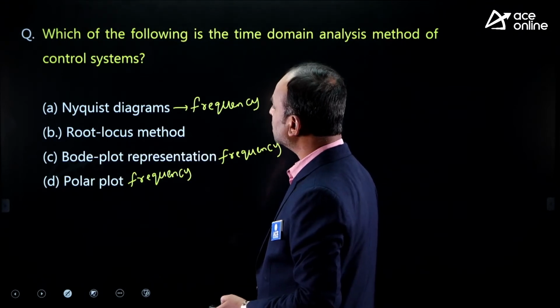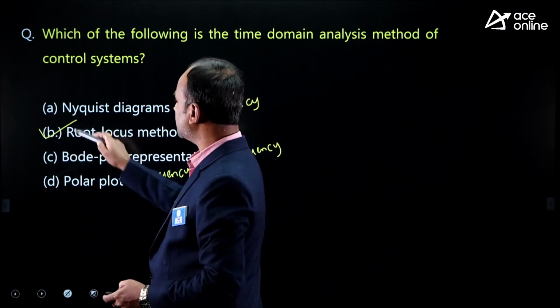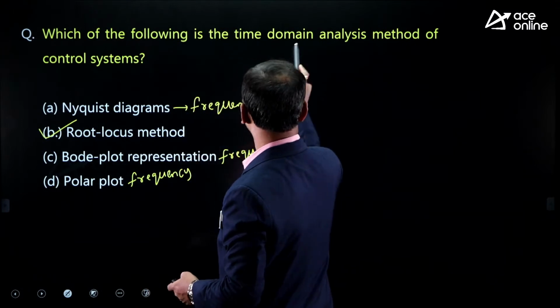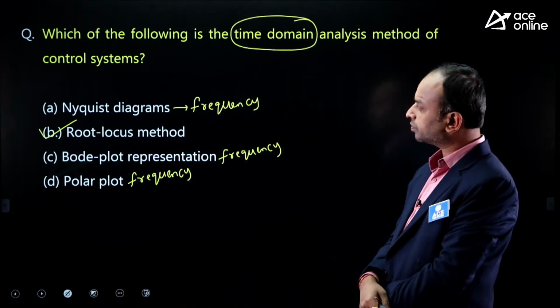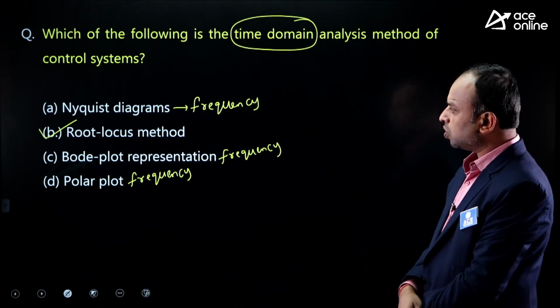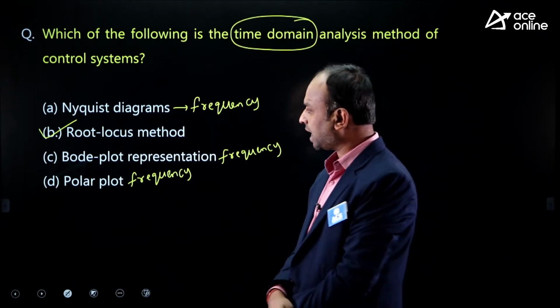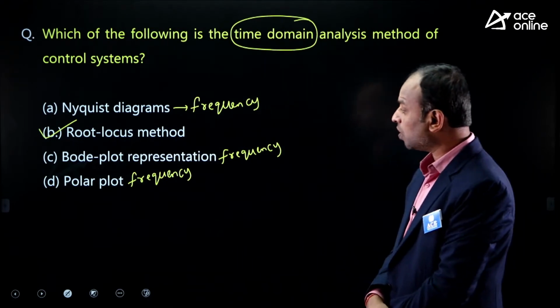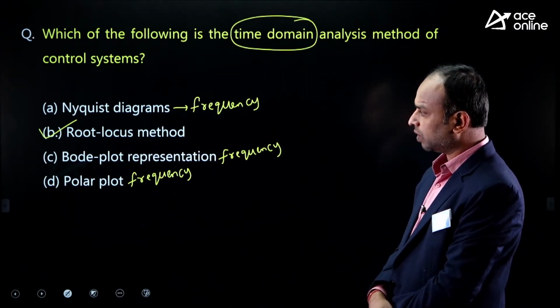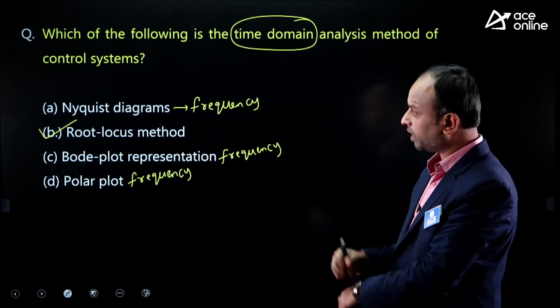So obviously root locus and the Routh-Hurwitz method are the time domain methods. The examiner is asking for time domain methods. So the correct option is B. Root locus is a time domain method. The remaining are frequency domain methods. Okay, nice. You can expect this question.